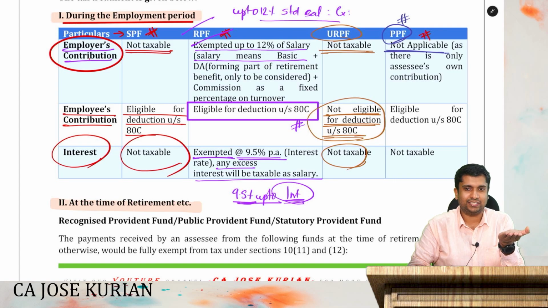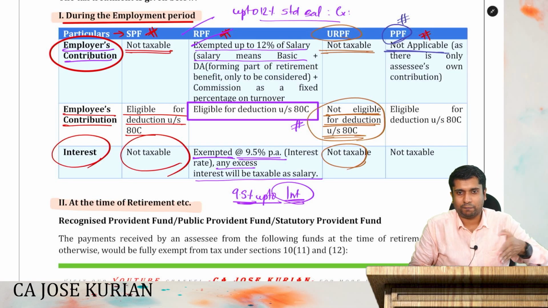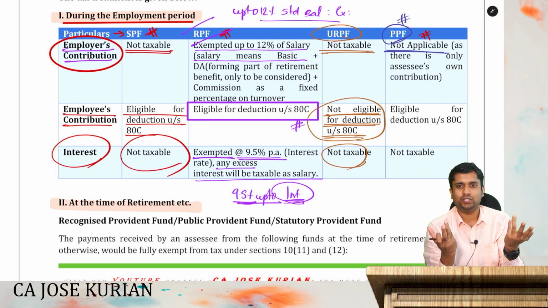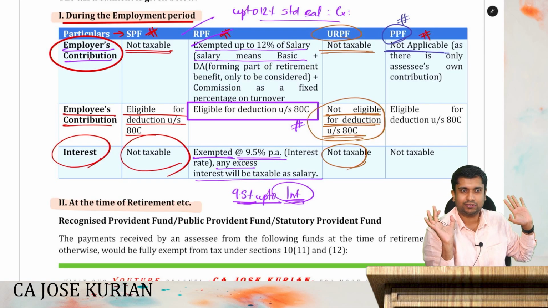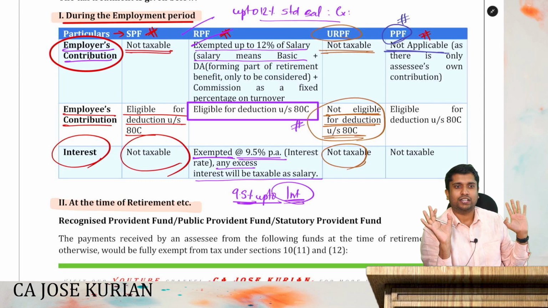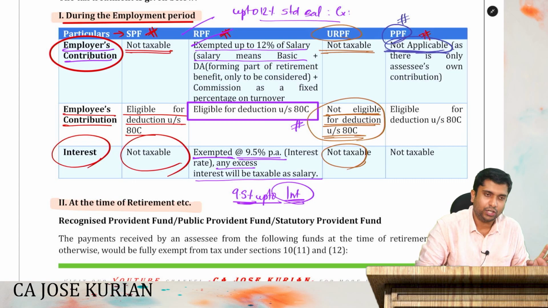Self-employed persons only will take what? PPF. Even if employed persons take PPF, it has no nexus with your employer. Your employer is not going to contribute anything to your PPF. PPF is your personal account. On your own wish, you maintain that. Employer has no responsibility to contribute any amount to PPF. So there is no employer contribution as it is. Hence, that's why it is written not applicable.